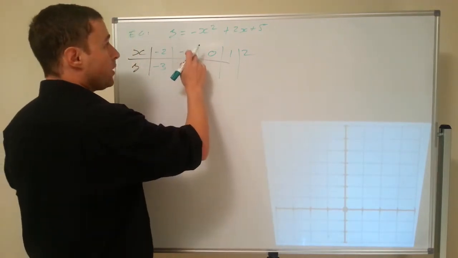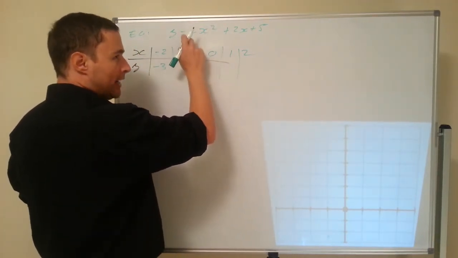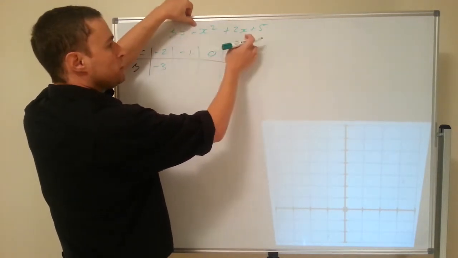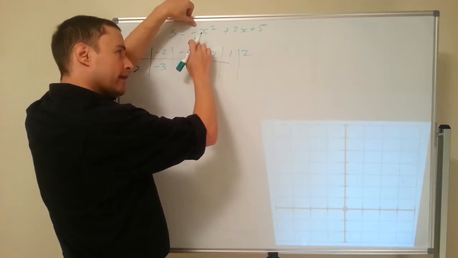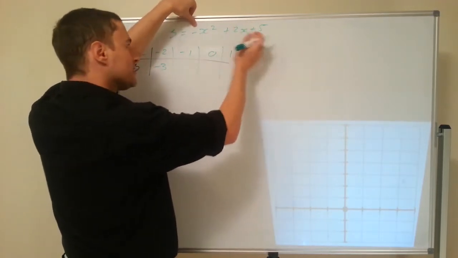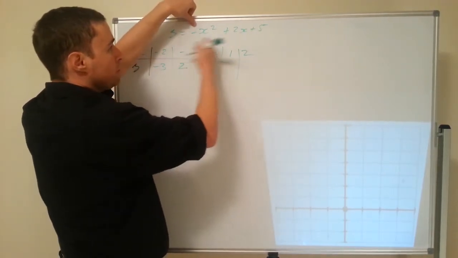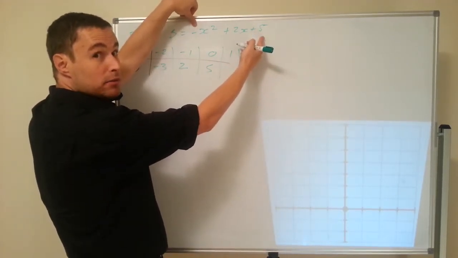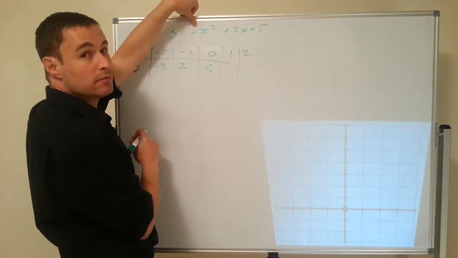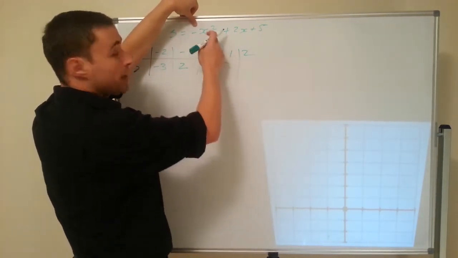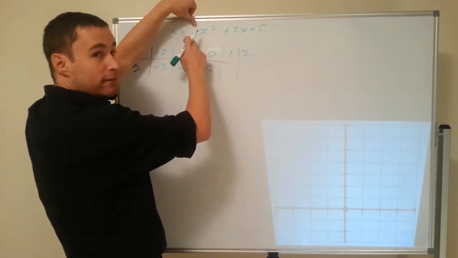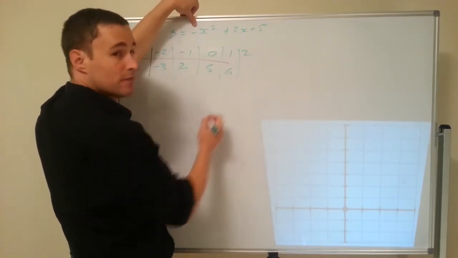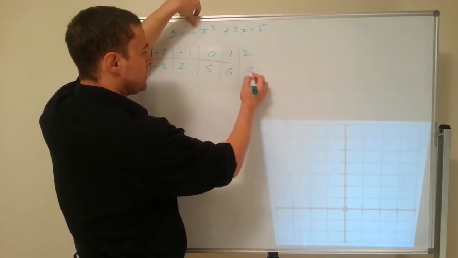Alright? Negative 1 squared is 1, negative 1, right? Negative 1 squared, negative 1. 2 times negative 1 is negative 2. Negative 1 and negative 2 is negative 3. Plus 5 is 2. 0, all of this, 5. Okay? By the way, this is my y-intercept. C is my y-intercept all the time. Okay. 1 squared, right, is 1. Negative, that's negative 1. 2 times 1 is 2. 2 and negative 1 is 1. Plus 5 is 6. Okay, and the last one you can check is 5.